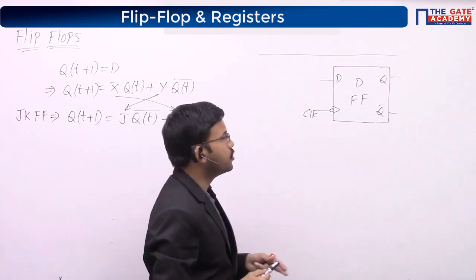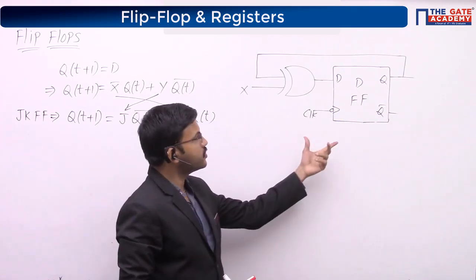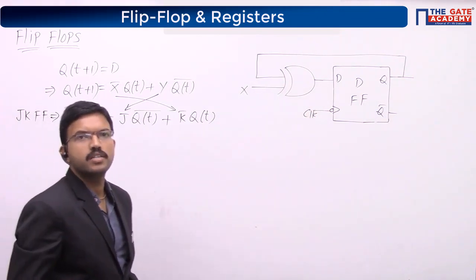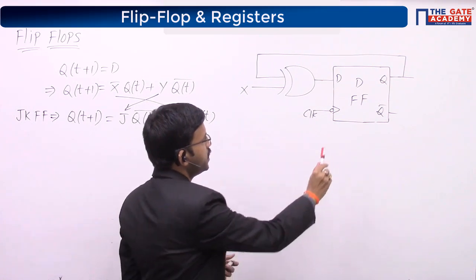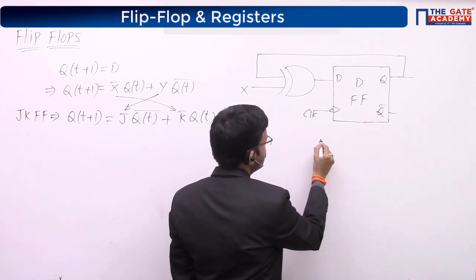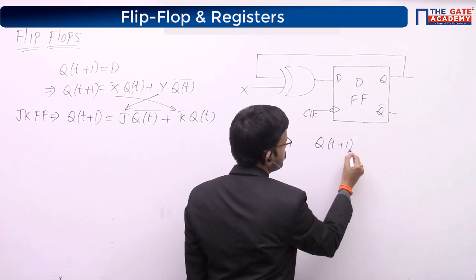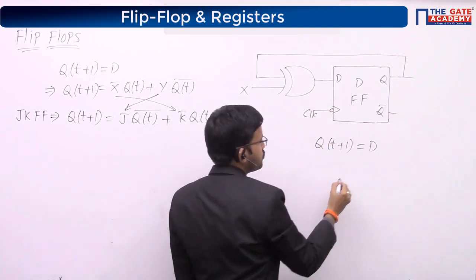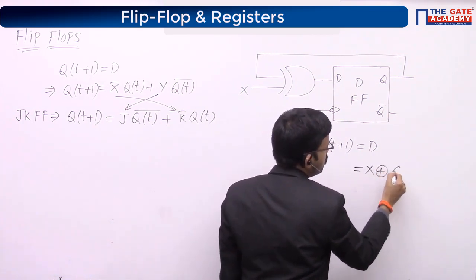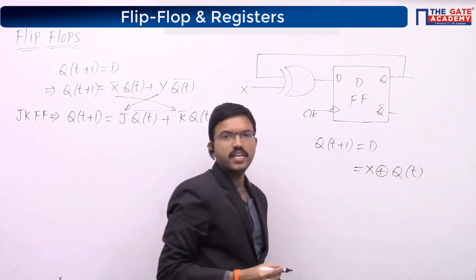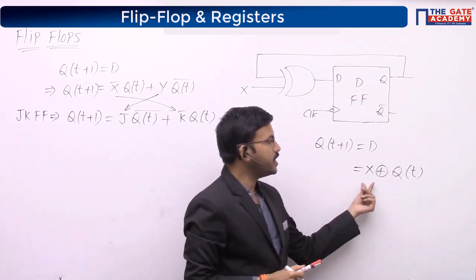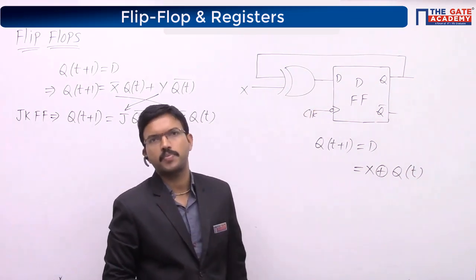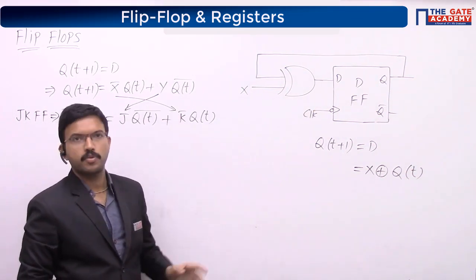Next question, draw this circuit diagram. Tell me, which particular flip-flop is this? Yes, T flip-flop. First write the characteristic equation of the given flip-flop, that is Q of t plus 1 equal to D. Here D is X exclusive OR Q of t. So you have the characteristic equation of T flip-flop as T XOR Q of t. That means if X equal to T, then this circuit will act as a T flip-flop. It is a T flip-flop.